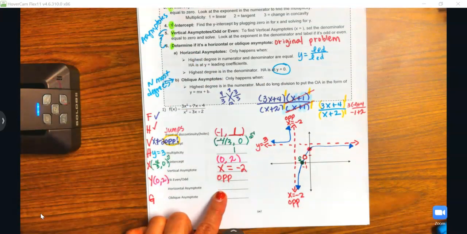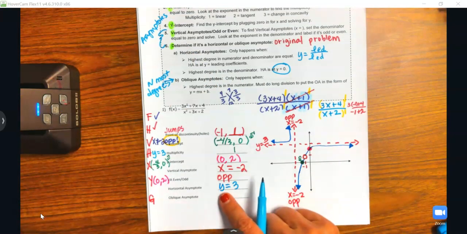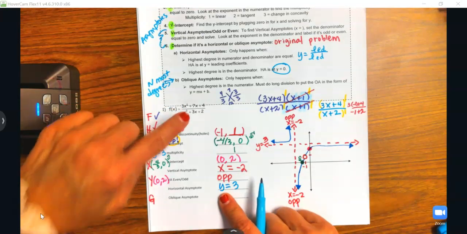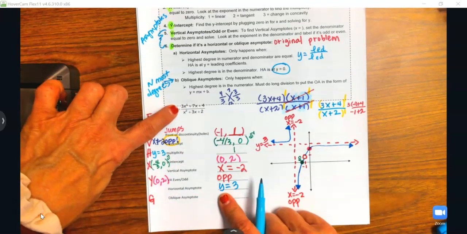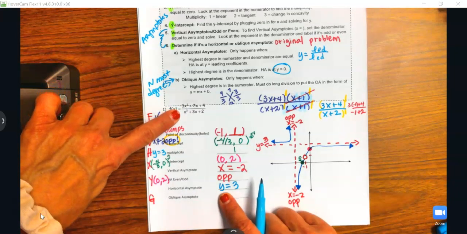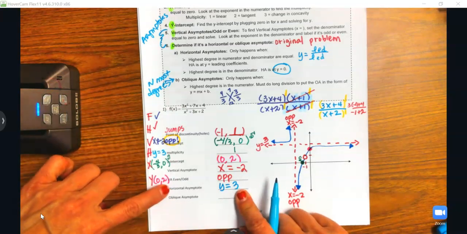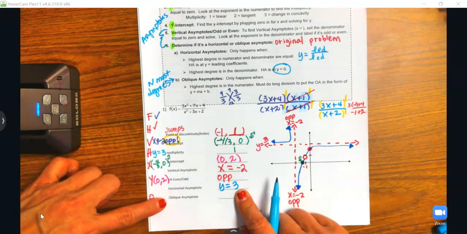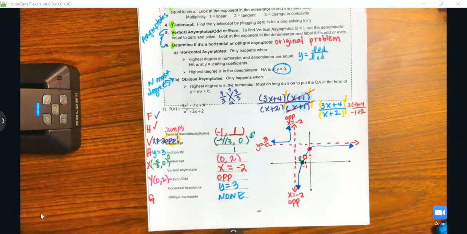Horizontal asymptote. How did I get my horizontal asymptote? Remember, it's a degree fight. The degrees were not greater in either the numerator or the denominator. They were equal. So I took the top number, which is a 3, and divided it by the coefficient of 1. 3 divided by 1 is that. And remember, these are exclusive. You have one or the other. So since I had a horizontal asymptote, there's none for oblique. And that's how you graph your rational expressions or your rational graphs.